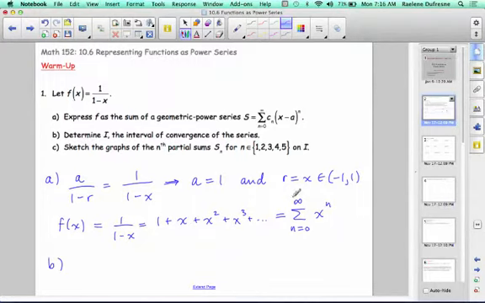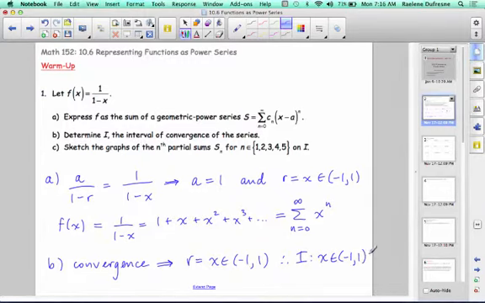So in part B, we know that convergence of the geometric series, in order to get the sum, implies that r, which is equal to x, must be contained from -1 to 1. And therefore the interval of convergence I is x contained from -1 to 1.